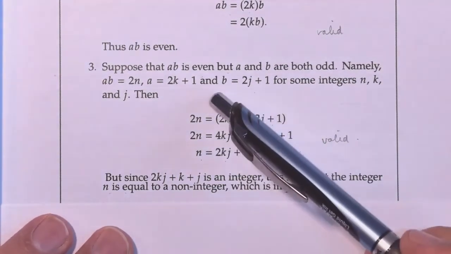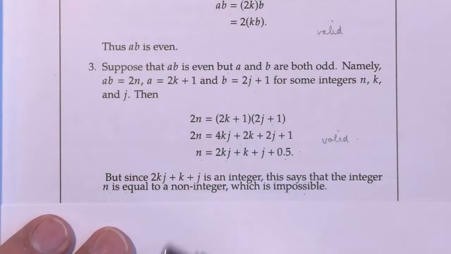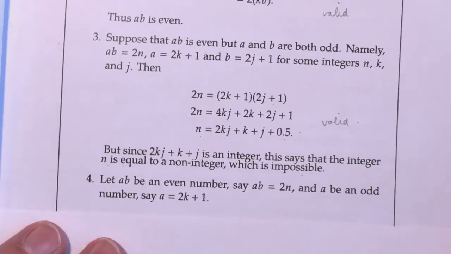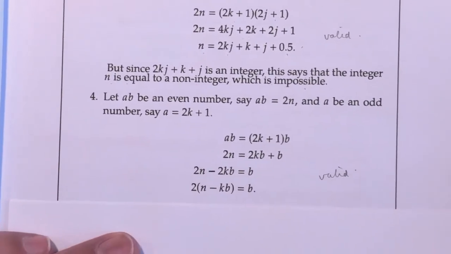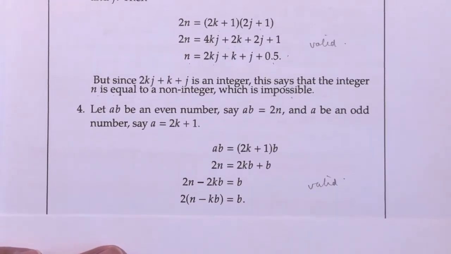So what did we do here? We must think about what we did in each of these examples. The fourth and last example that he gives us is the following. He says, let A and B be an even number.